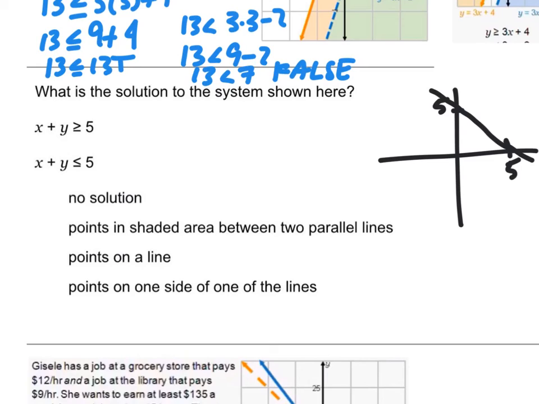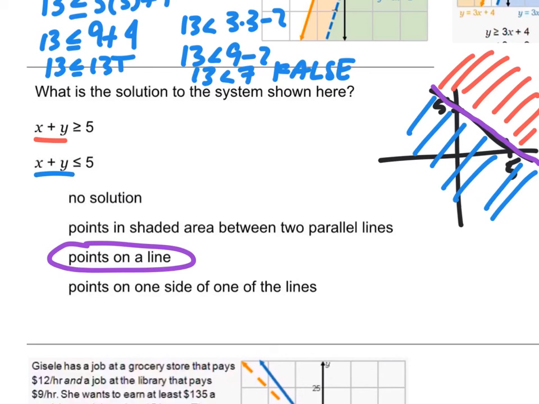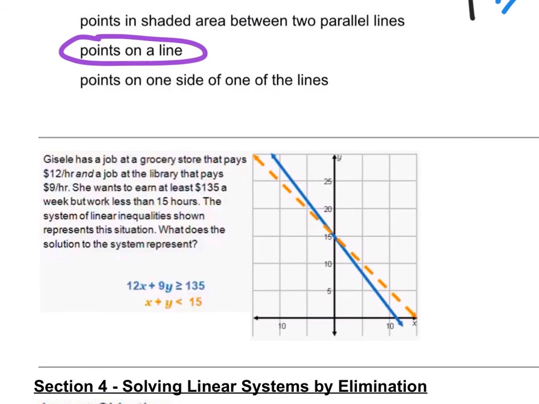All right, so if I graph this, what I know is that x plus y, those values need to be greater than or equal to 5. So I'm going to shade up this way. And then if x plus y is less than or equal to 5, then we shade down. Now, the only place where they have common points is the actual line itself. And so that would be the points that are on the line. All right, let's take a look at this very last one.